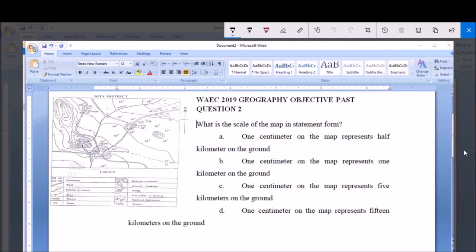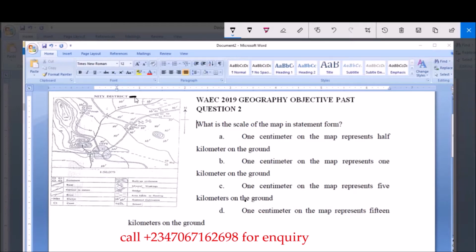I'm going to be answering WASSCE 2019 Geography Objective Past Question 2. What is the scale of the map in statement form? A. 1 centimeter on the map represents half kilometer on the ground. B. 1 centimeter on the map represents 1 kilometer on the ground. C. 1 centimeter on the map represents 5 kilometers on the ground. D. 1 centimeter on the map represents 15 kilometers on the ground.